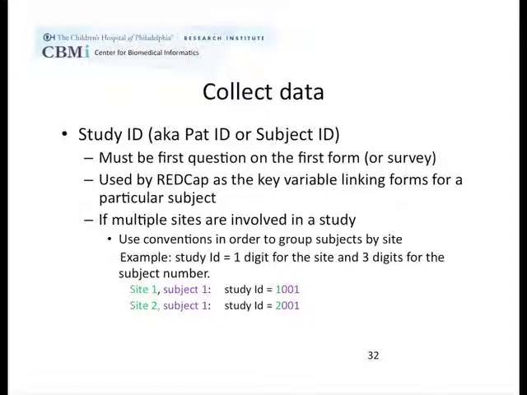And REDCap uses this ID as a key variable to link all the forms for a particular subject. So if you have multi-site, try to define conventions for your ID. For example, you may group your subjects by sites. So I put an example here on the slide. If you like, you can use 1 digit for the site number, and for example 3 digits for the subject ID. So site 1, subject 1, the study ID will become 1001, and site 2, subject 1, study ID will become 2001. That way, it will be easier for the site to define the subject ID, and also if it's needed to group data by sites during the data analysis, for the statistician, let's say, it will be an easy way to do it.